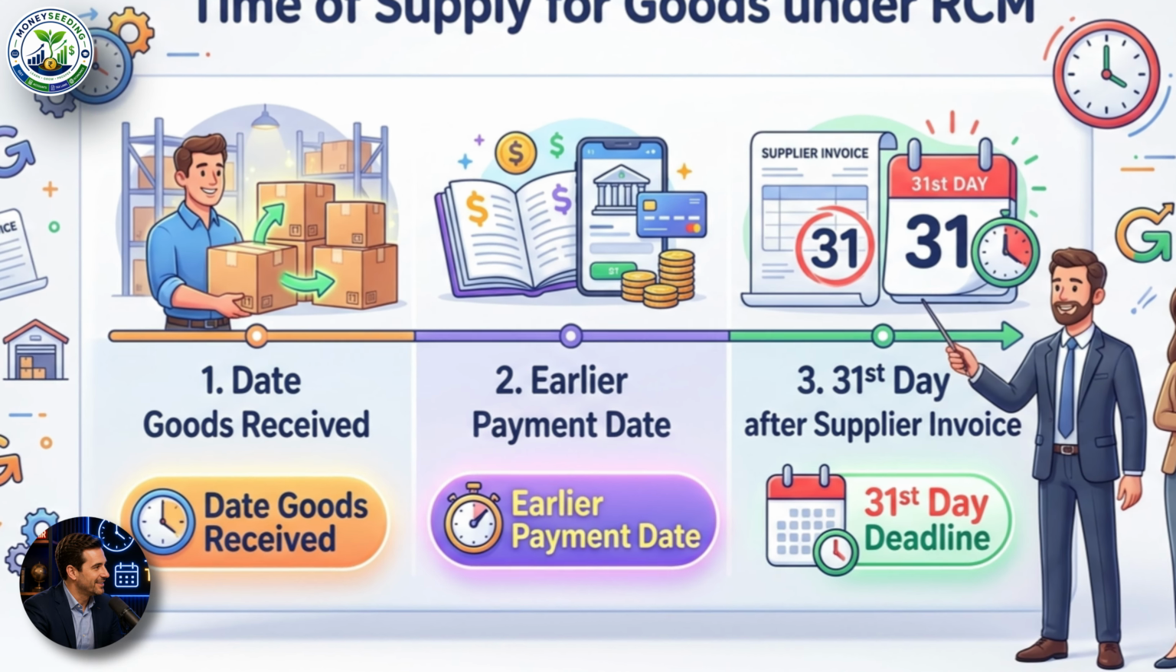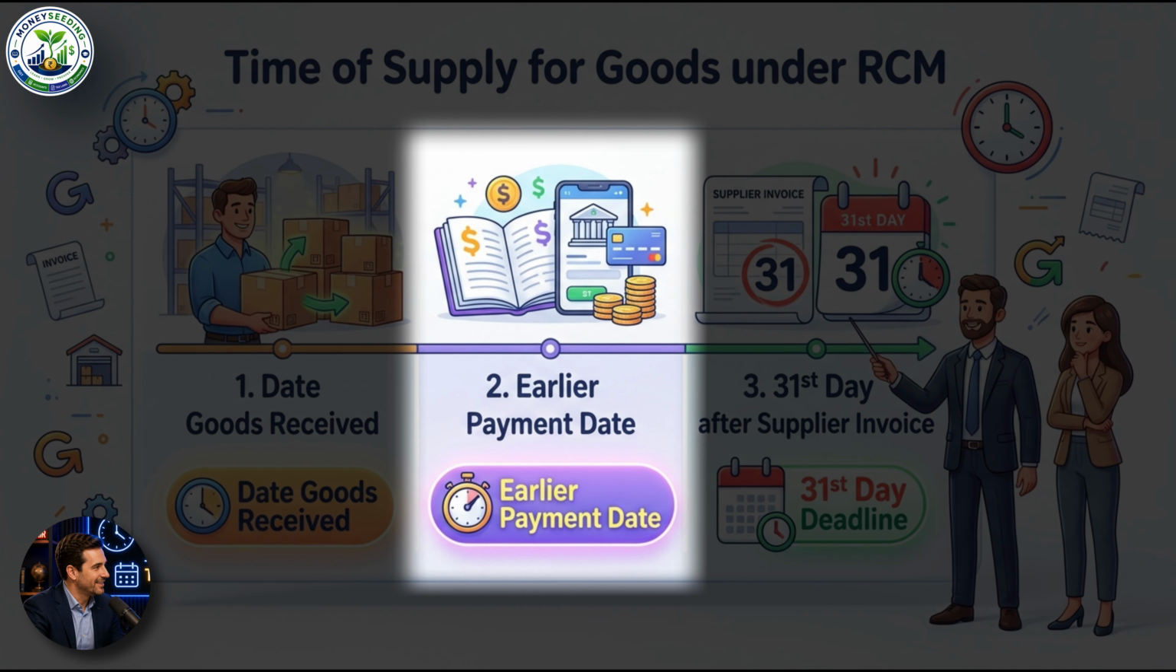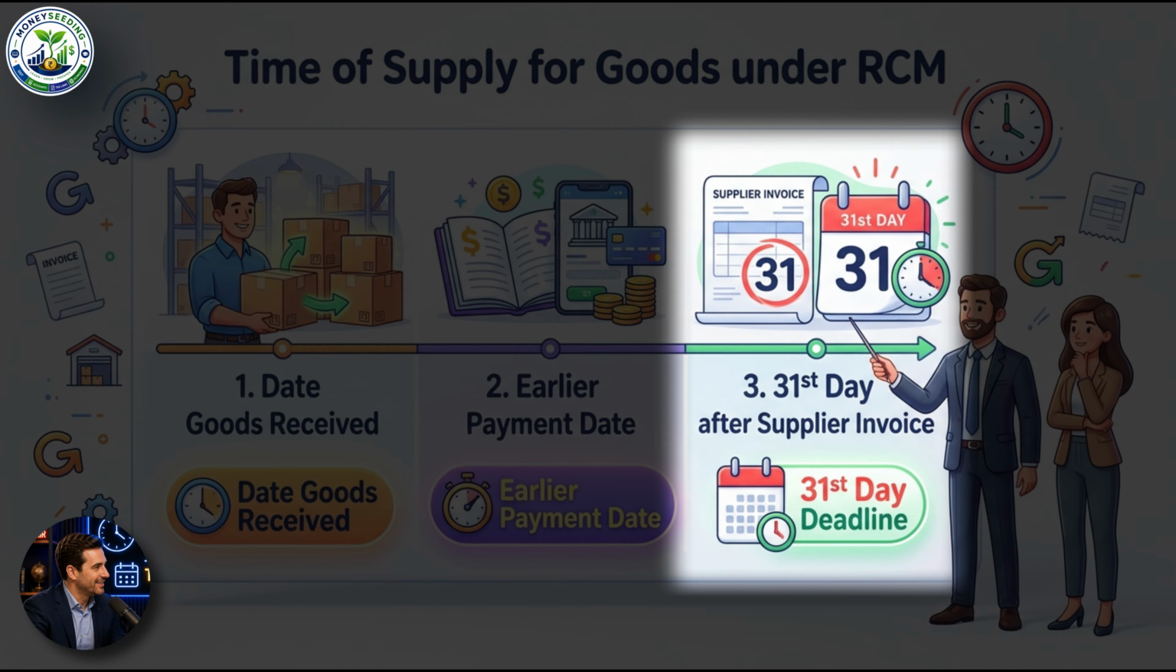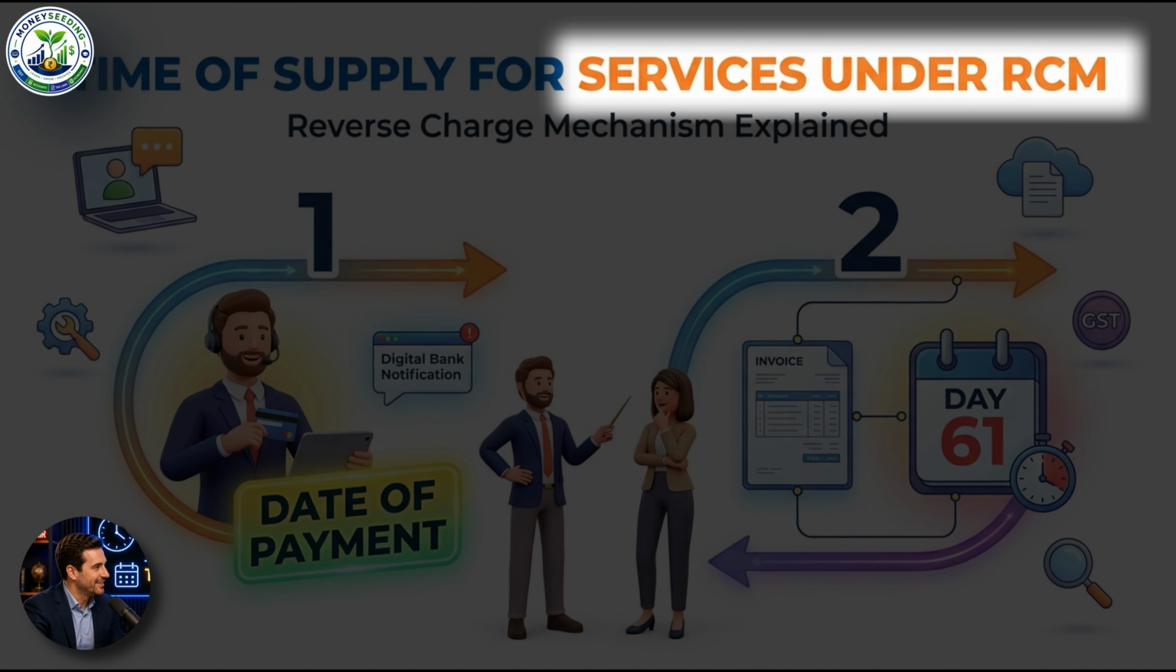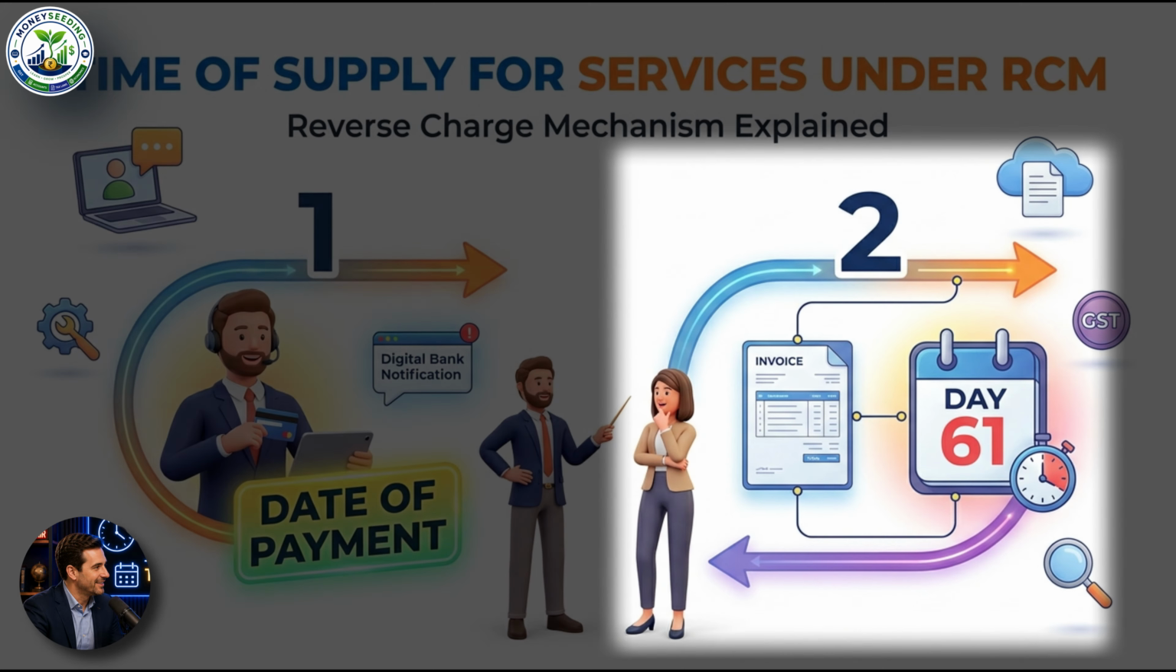What if I am the one buying and I'm responsible for paying the tax under reverse charge? For goods under RCM, the time of supply is the earliest of the date you receive the goods, the date you make the payment, books or bank, whichever is earlier, or the 31st day from the date the supplier issued the invoice. For services under RCM, it's the earliest of the date of payment or the 61st day from the date the supplier issued the invoice.